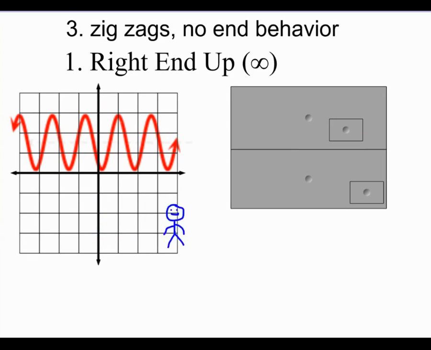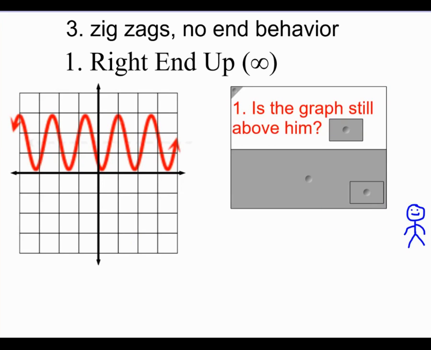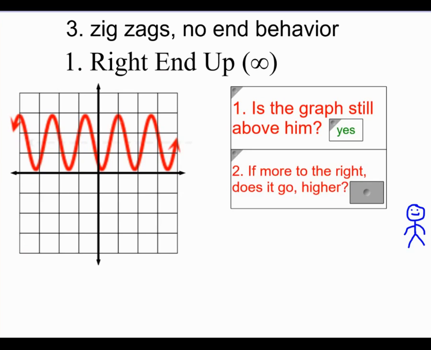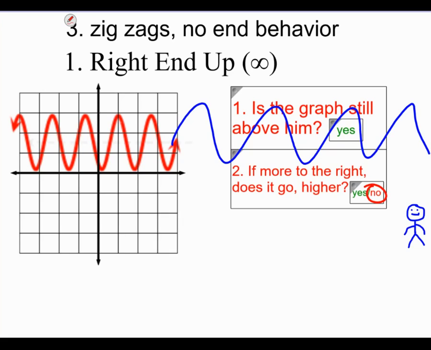Well, let's get Steve to go way over here to the right and ask the question, is the graph still above him? Yes. If more to the right, does it go even higher? Well, it's going to do this. So the answer is yes and no. Well, that no makes it bad as far as it being infinity. The answer is does not exist, and we will abbreviate that DNE from time to time.